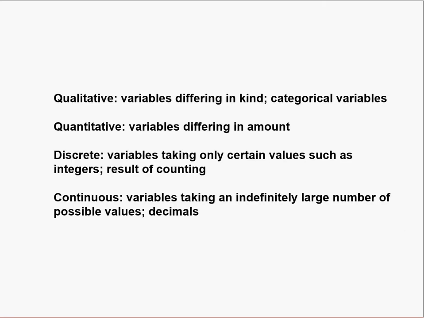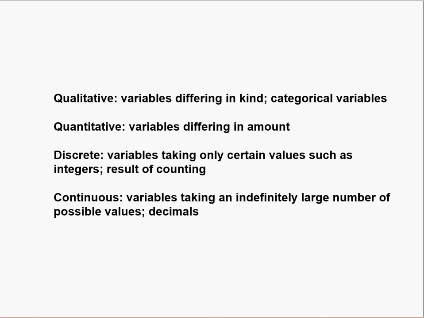Qualitative variables refer to variables that are measured in kind, that they are different in kind: different names, different colors of eyes, different colors of clothes, different gender. These are all examples of qualitative variables. And qualitative variables are also called categorical variables.